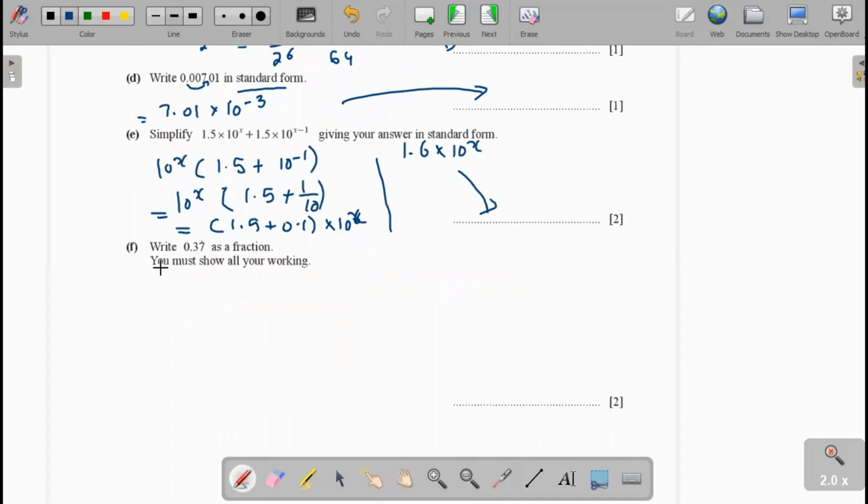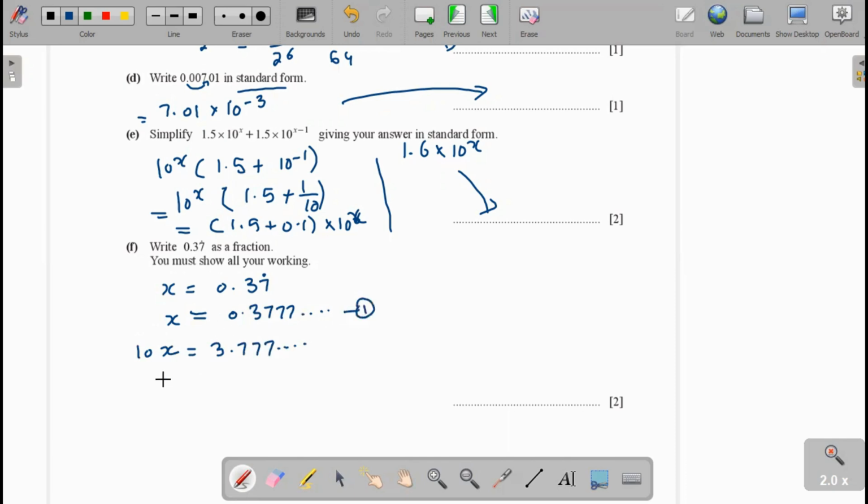You see here: write 0.37 recurring as a fraction. You must show all your working. Now you see here that the number is a recurring decimal fraction, and we suppose that number is x equal to 0.37 recurring. That means 0.3777... Now we multiply this number by 10, we get 10x, and that number becomes 3.777... continuing, and this is equation 1.